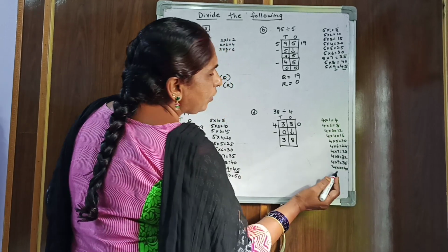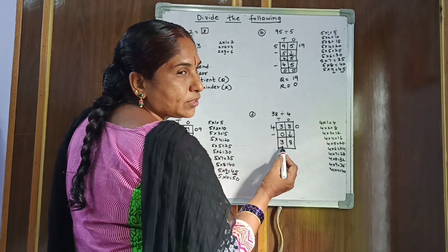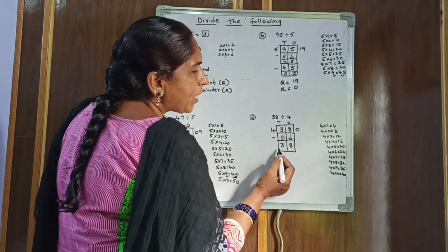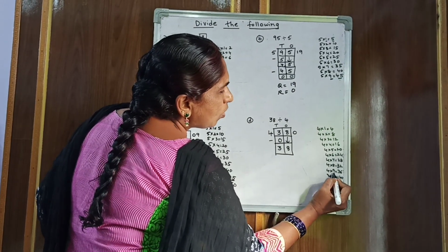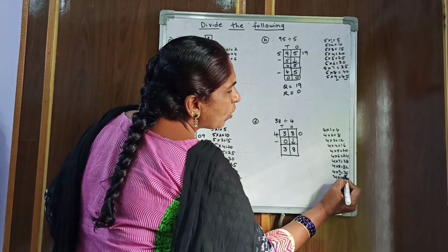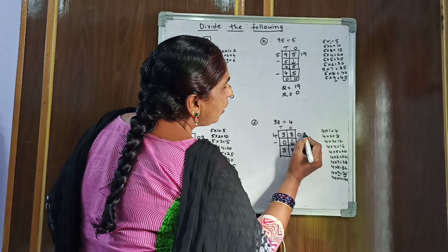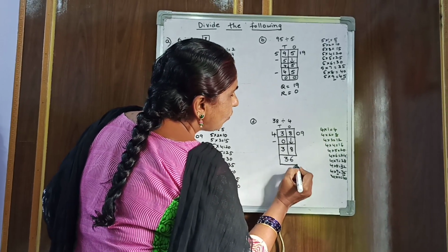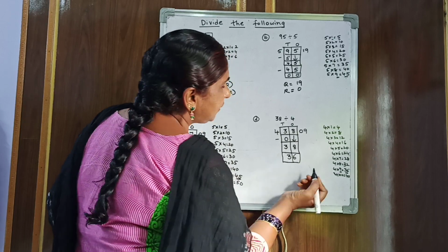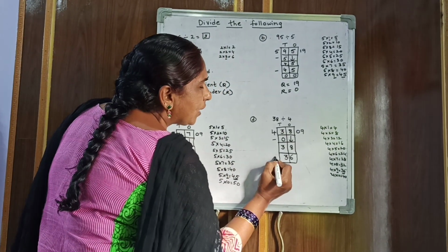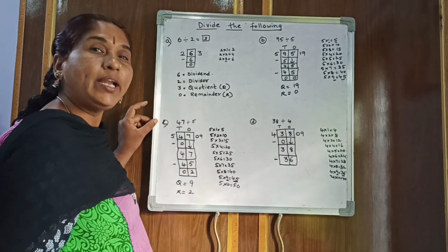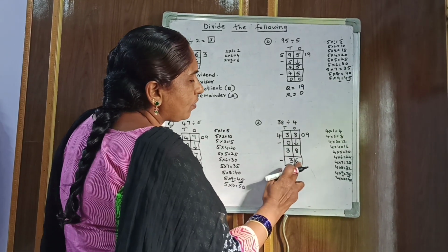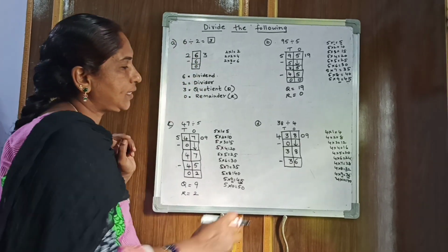4 tens are 40. See here, if you take 4 tens means 40. So 38, 40 is bigger than 38. So you have to take the smaller number and nearer number. What is the smaller number and nearer number? 4 nines are 36. After writing here, again you have to do subtraction, repeated subtraction. Put the minus symbol and subtract. So now here 38 minus 36.